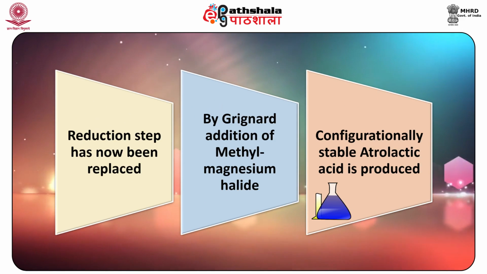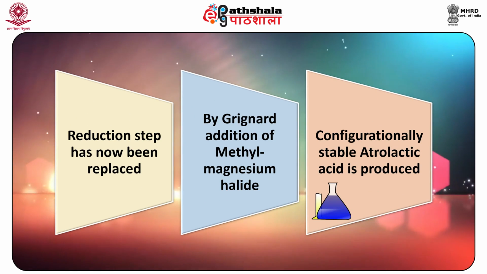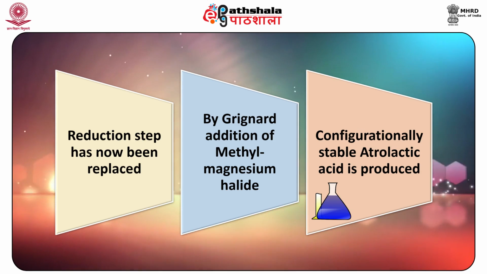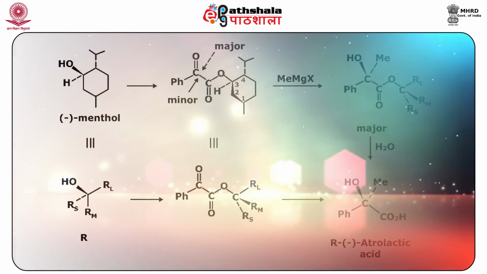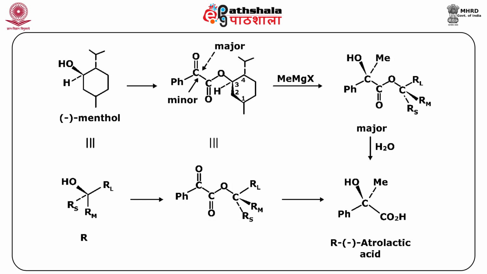The reduction step has now been replaced by Grignard addition of methyl magnesium halide so that the configurationally stable atrolactic acid is produced. Prelog's rule correlates the configuration of the hydroxy acid, that is atrolactic acid, with that of the alcohol as follows. The ester of phenylglyoxylic acid is so written that the two carbonyl groups are anti-periplanar as in structure 9, figure 9, and the larger group RL, at C4 at the chiral center of the alcohol moiety, is on the same side of the ketonic carbonyl.